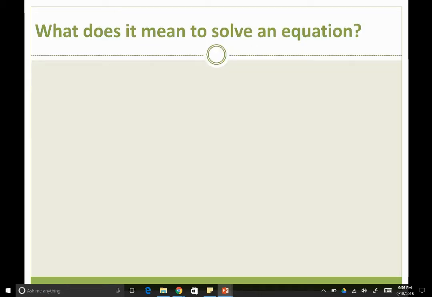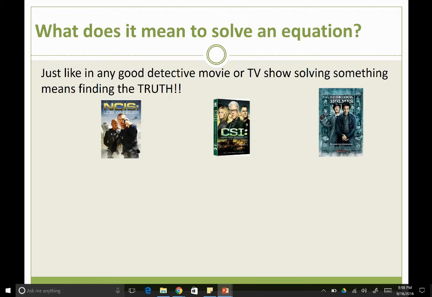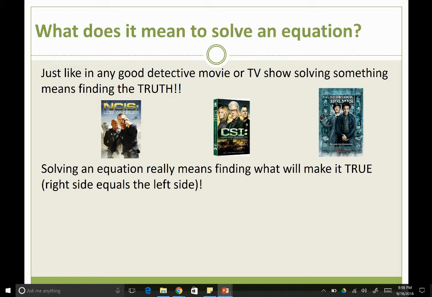So let's get started. All right, what does it mean to solve an equation? Well, the word solve is a word you've probably heard many, many times before, but I found a lot of people have a hard time defining what it means to solve an equation, or what is a solution, right? So let's talk about that quickly. Just like in any good detective movie or TV show where they're doing police work, solving something means finding the truth. And that's really no different with an equation.